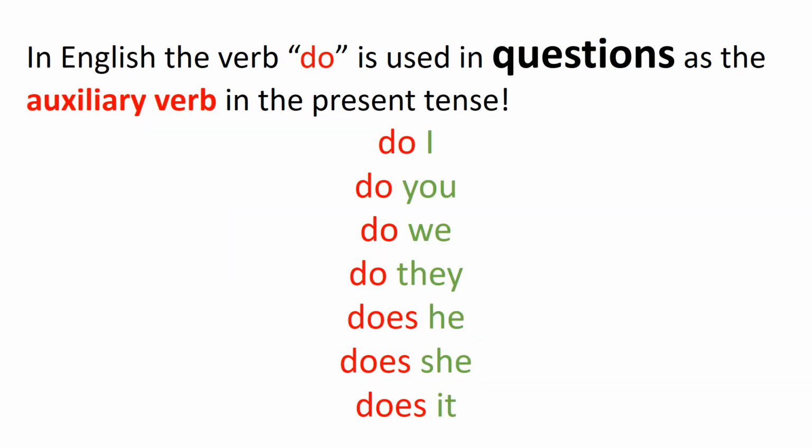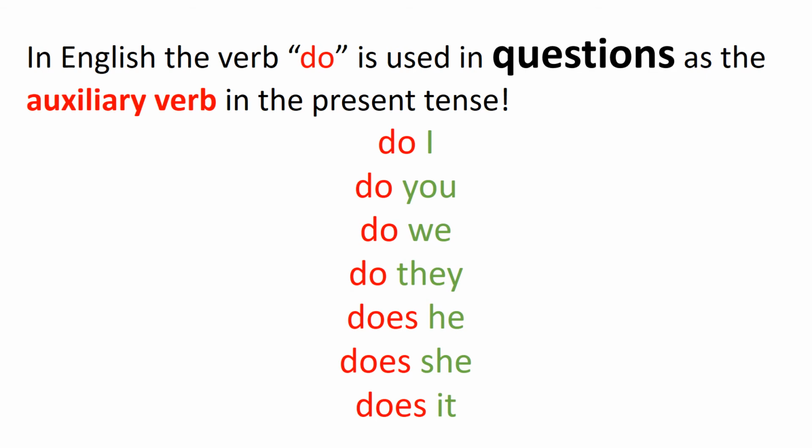Alright, so in English, the verb do is used in questions as the auxiliary verb in the present tense. So what happens is that we always use the verb do as the auxiliary verb. So we will add the verb do before the subject. Do I? Do you? Do we? Do they? And for the third person singular we use does. Does he? Does she? Does it?